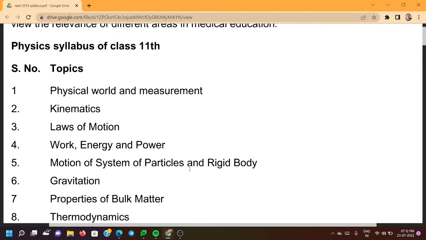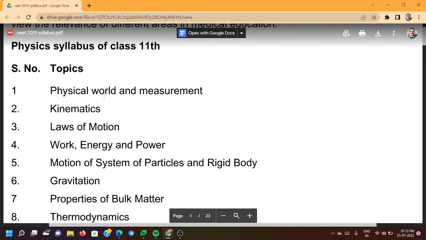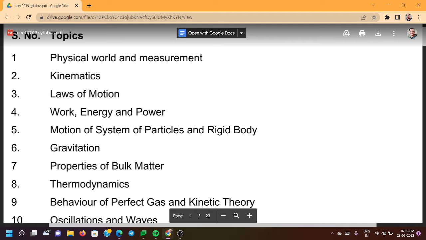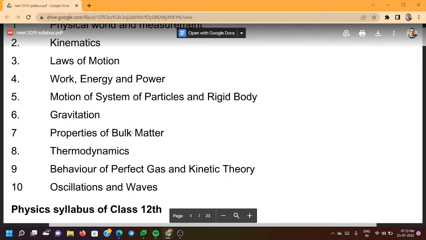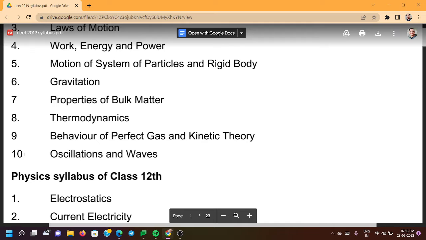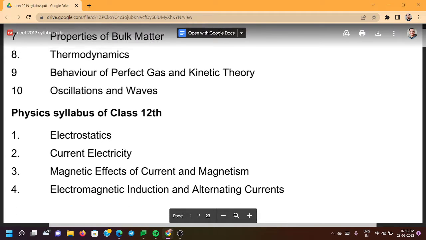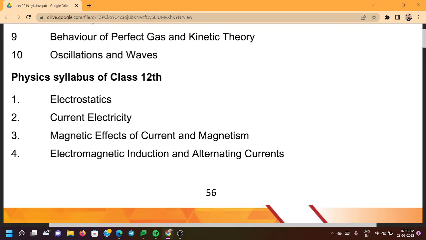Index of the physics syllabus of class 11th. First, physical world and measurement. Second, kinematics. Third, laws of motion. 4. Work, energy and power. 5. Motion of system of particles and rigid body. 6. Gravitation. 7. Properties of bulk matter. 8. Thermodynamics. 9. Behavior of perfect gas and kinetic theory. 10. Oscillations and waves. Physics syllabus index of class 12.